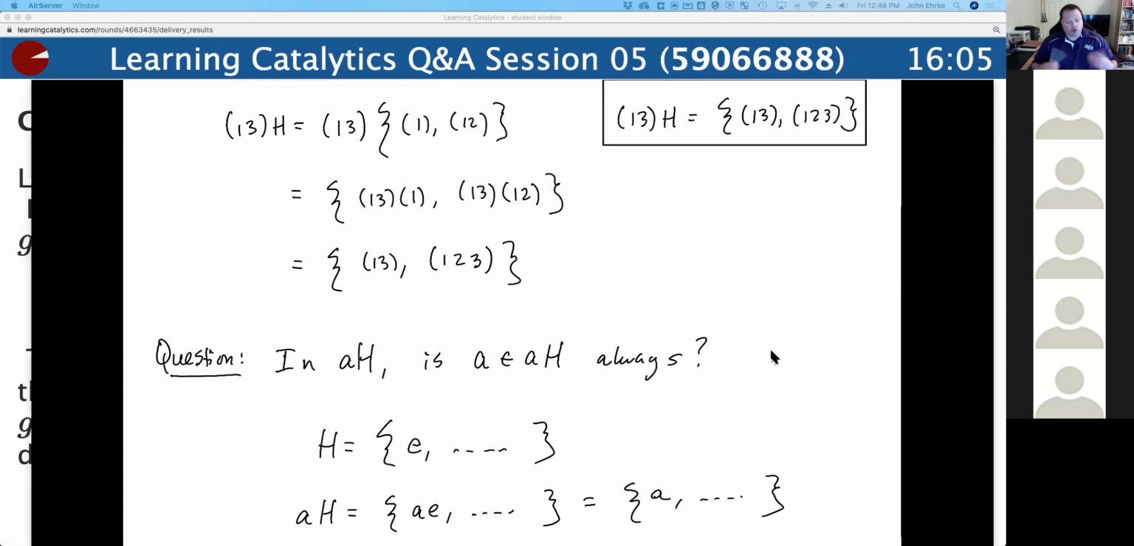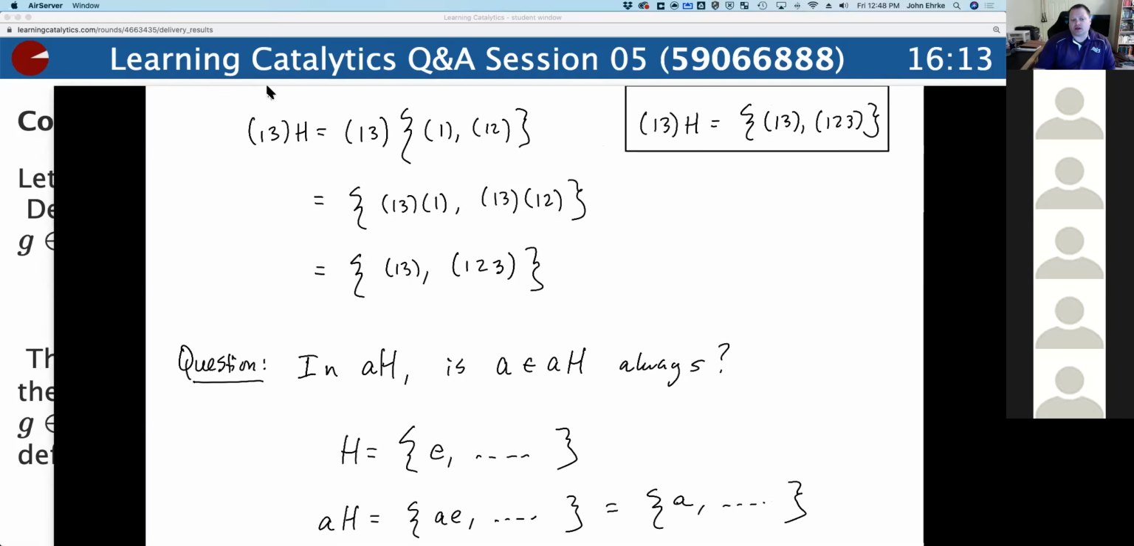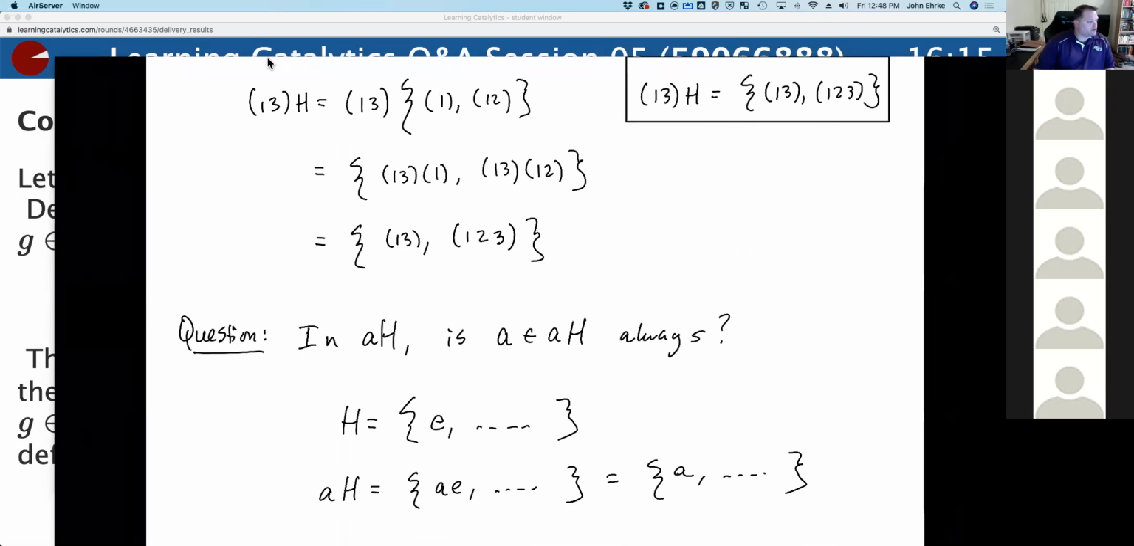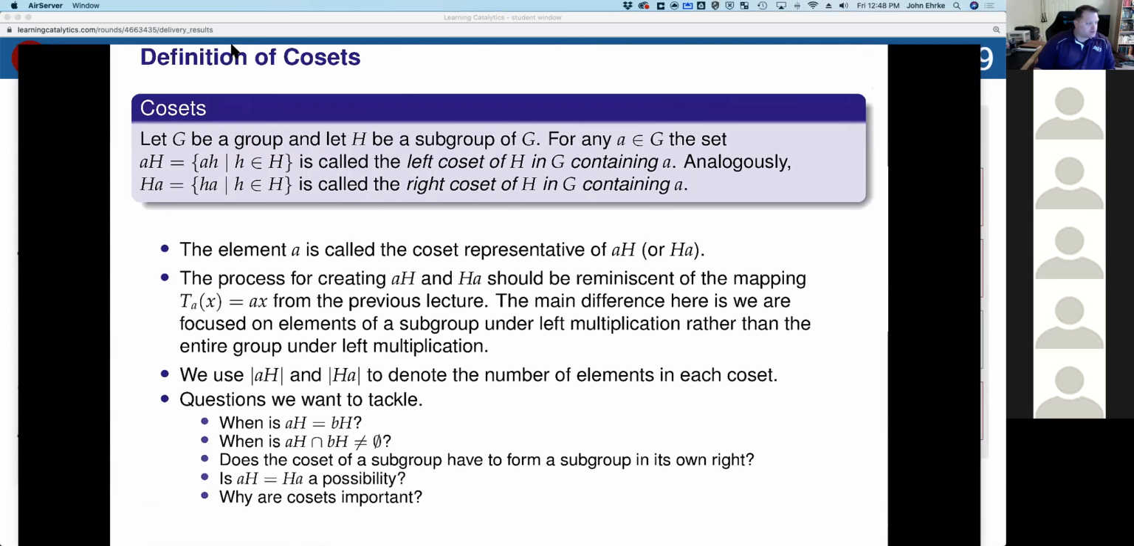That's one of the questions that we typically ask of cosets. There are many questions that we typically ask of cosets, and many important properties that they have in this course. So let me give you a rundown of those. The element A is called the coset representative of AH or HA.